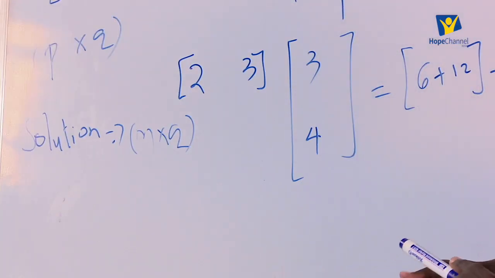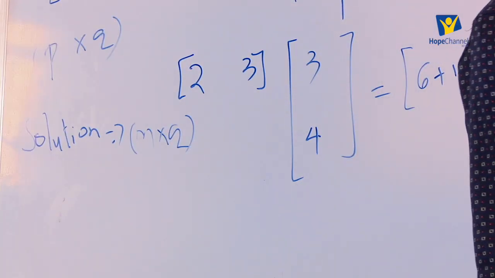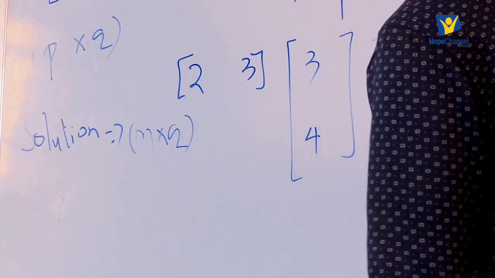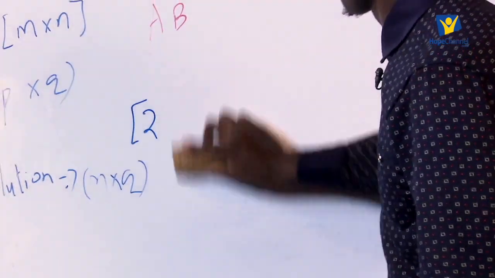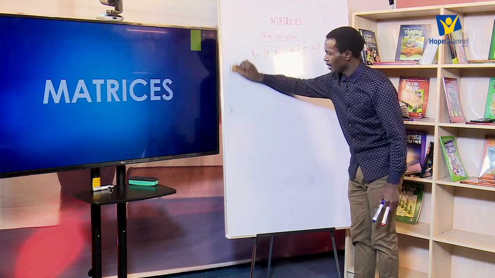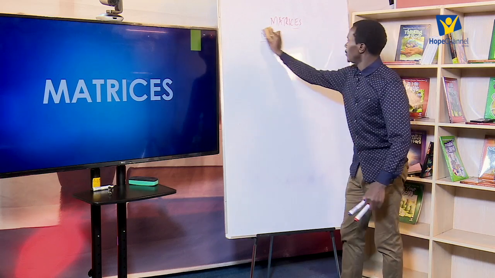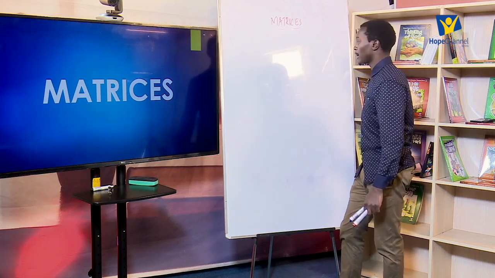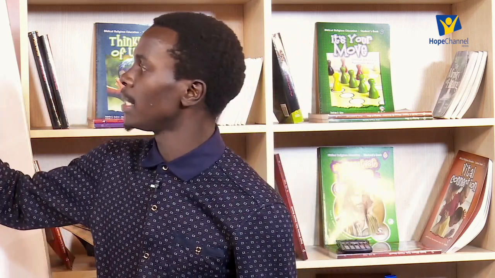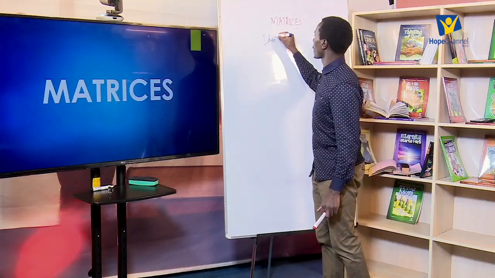Now, after looking at that, I want us to look at something that is very important, and it is known as the identity matrix. But on this multiplication part, be sure to work more on it by doing more examples. Remember, it is row against the column. But I want us to look at the identity matrix.